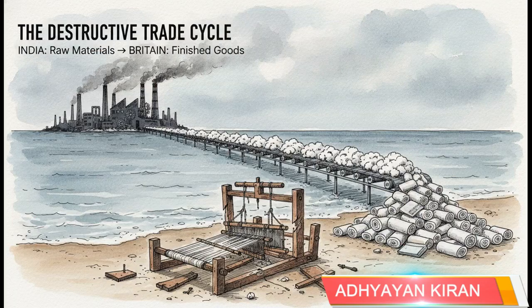Then comes stage 2, running from 1813 to the 1860s. This is the era of free trade. As the Industrial Revolution really took hold in Britain, British capitalists demanded that India become a captive market for their newly manufactured goods. So the colonial economy was actively re-engineered. India was integrated into world capitalism purely as a supplier of raw materials, like that raw cotton we talked about, and as a massive dumping ground for finished British goods. This is the exact one-way free trade policy that completely destroyed the Indian artisans.